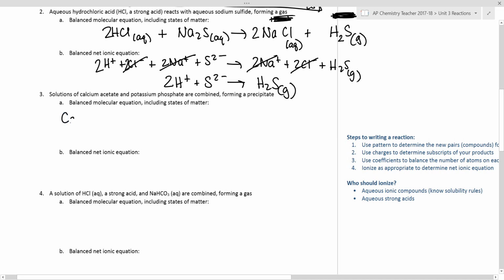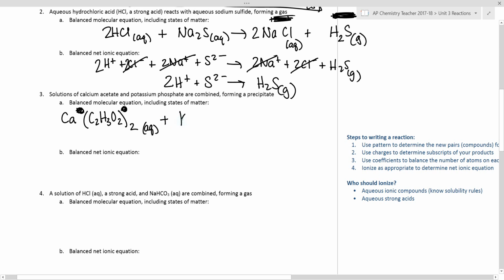So we've got calcium acetate. Calcium has a +2 charge. Acetate is C2H3O2. That's one of those ones you should know. It has a -1 charge. So we need to have 2 acetates for every 1 calcium. Okay, and that's aq because they tell us it's a solution.